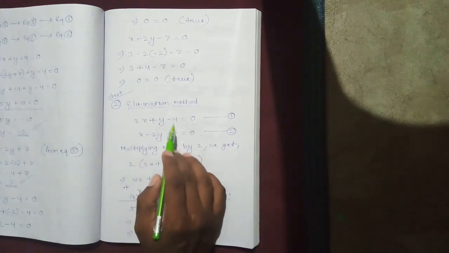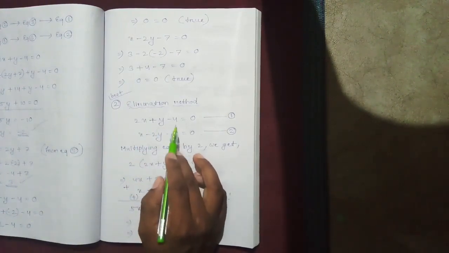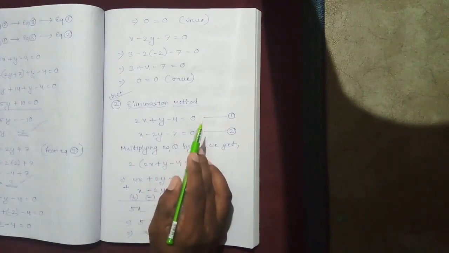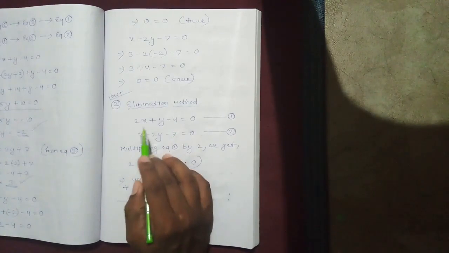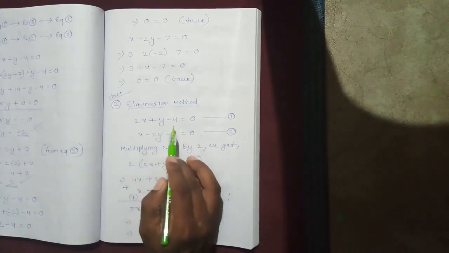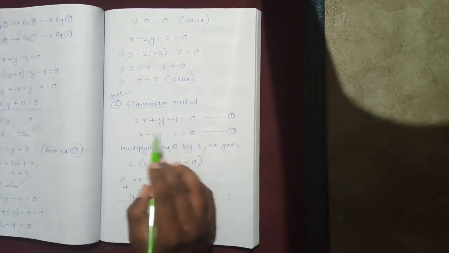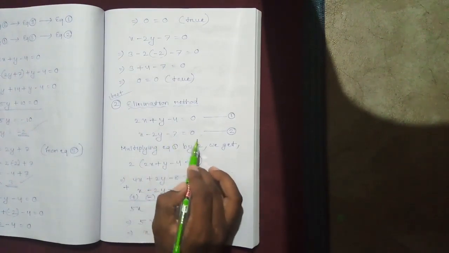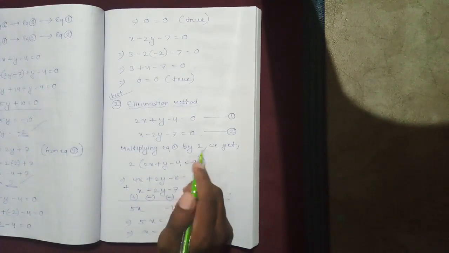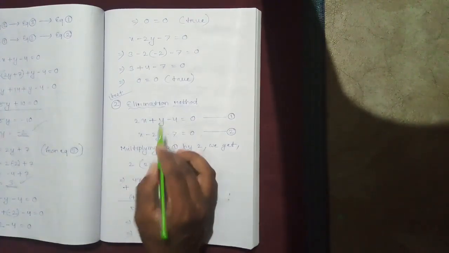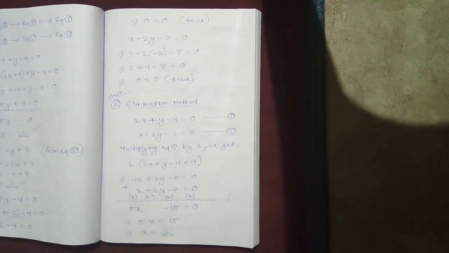Suppose I have taken the same two equations. So we should get 3 and minus 2 as we got in the previous method. Let us see. The first equation is 2x plus y minus 4 is equal to 0. The second equation is x minus 2y minus 7 is equal to 0. Now see, in this method what is our target actually? We equate the coefficients. Either x or y, that depends on you. You can make the coefficients of x same, or you can make the coefficients of y same.